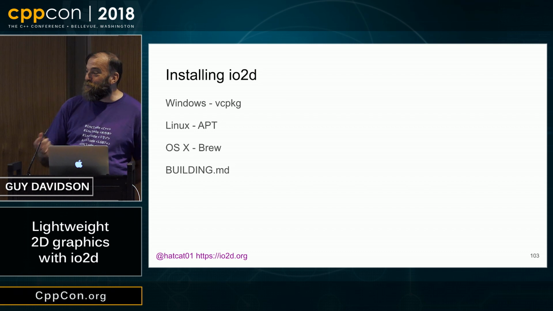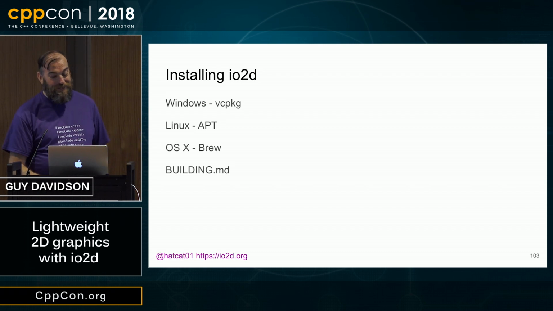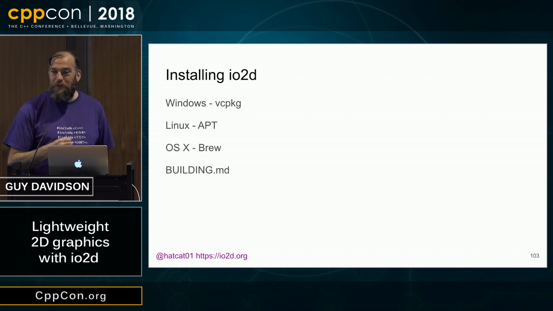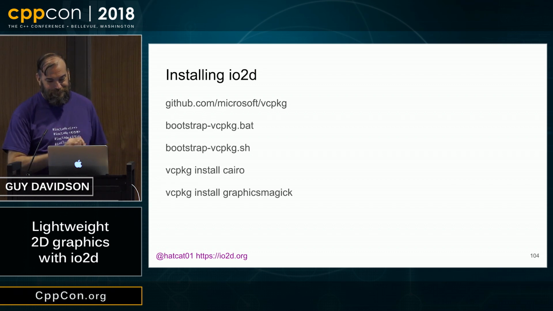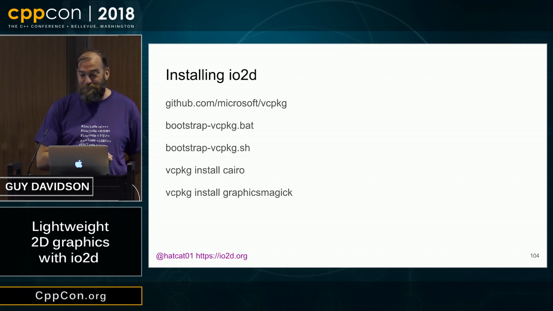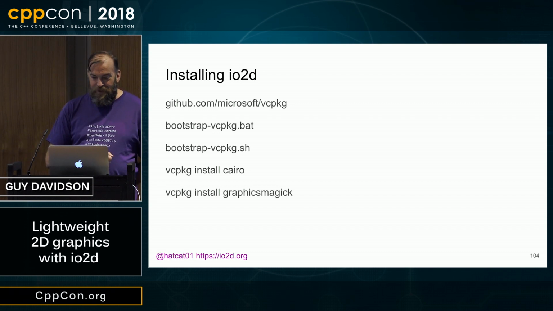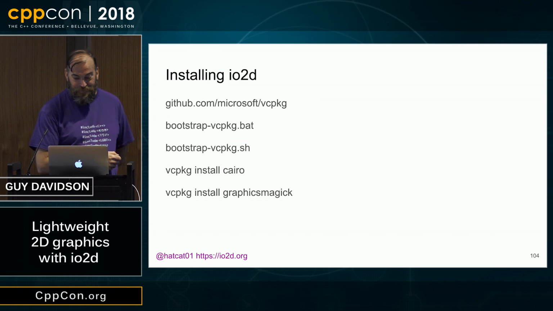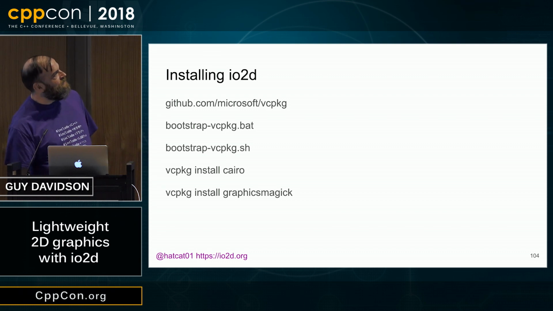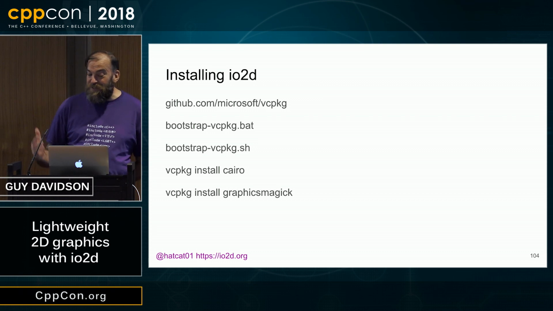On OS X, we use brew. I'm going to describe the Windows installation process. Linux and OS X installation is also described in the GitHub repository building.md document. So if you aren't familiar with vcpkg, Microsoft sponsors this one, and you can get it at github.com/Microsoft/vcpkg. It supports Windows, OS X, and Linux.